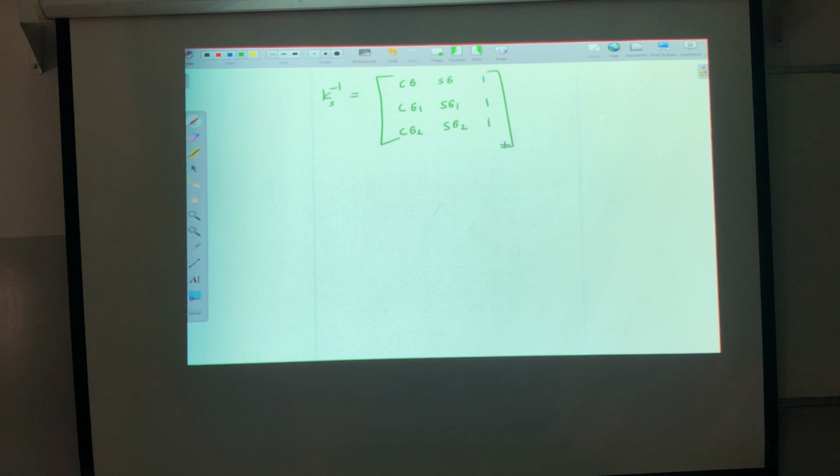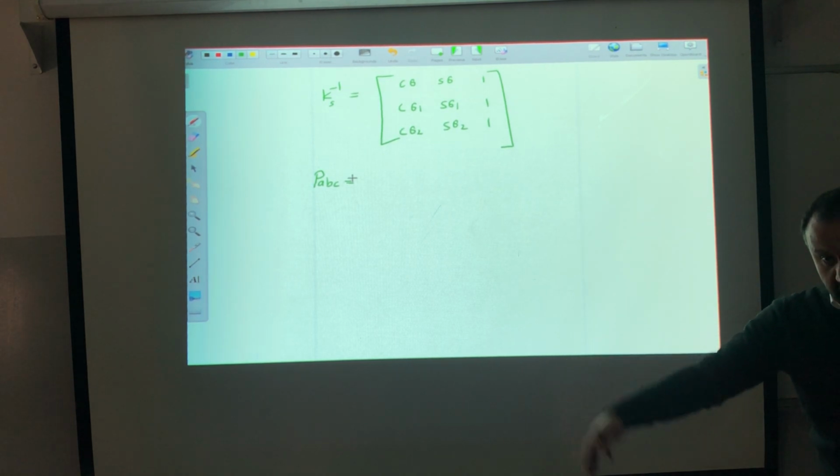But before doing that, let's calculate the power. So the power in the ABC will equal to what? VA IA plus VB IB plus VC IC. Or in matrix form it will be what? VABC transpose IABC.